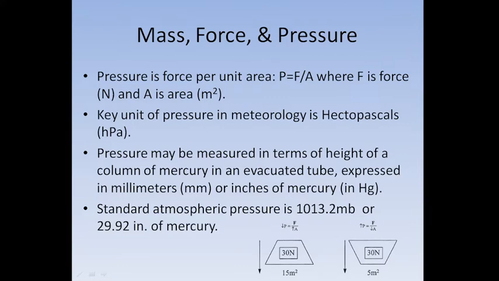All right, here's another example. I got a little graph on the bottom that shows you the area. So pressure is a force per unit area. So force divided by area, where force is N and A is area, meters squared. The key unit of pressure in meteorology is hectopascals. Pressure may be measured in terms of height of the column of mercury in an evacuated tube, expressed in millimeters, or inches of mercury. And the standard atmospheric pressure is 1013.2 millibars, or 29.92 inches of mercury. We'll look at that here in just a minute.